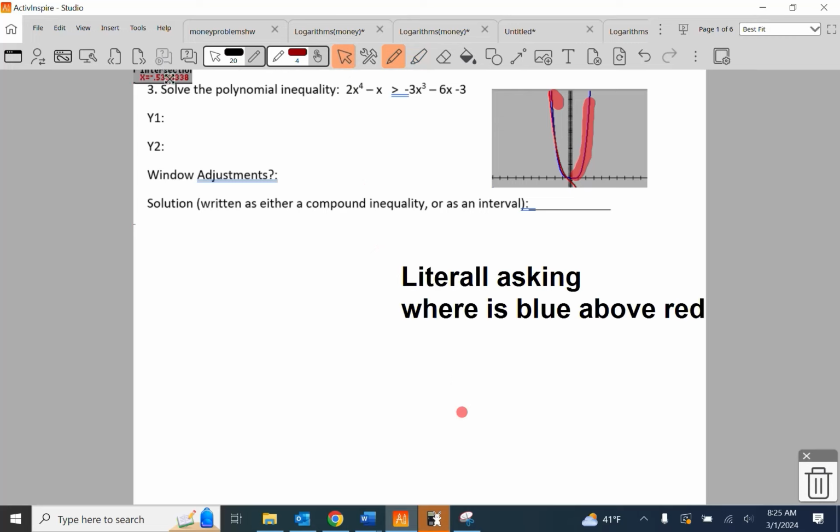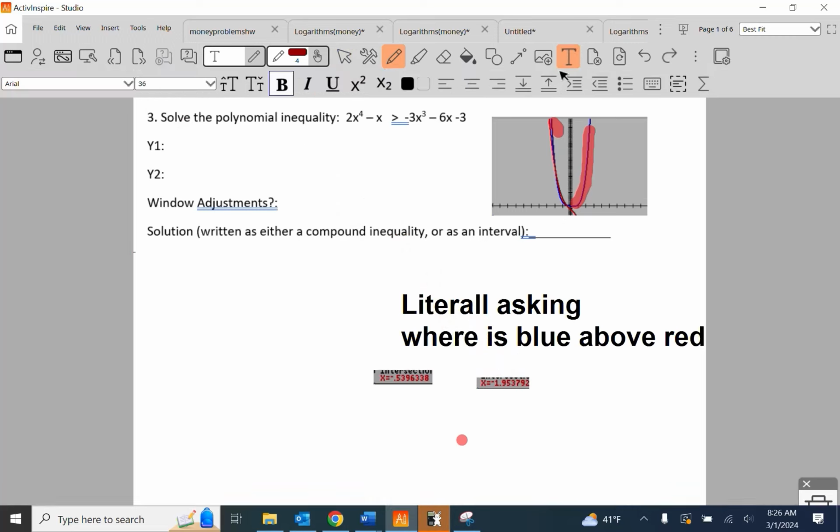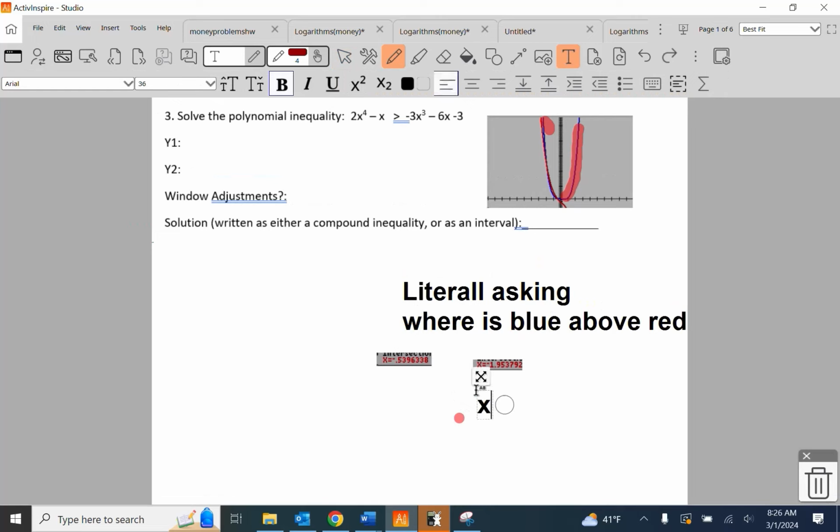Now we need to talk about this. And this is the other part that I just know messes with kids' heads. If we're right of this x value, we're above. So we have to be greater than that x value. X is greater than negative 1.9538. If we're running left, we are greater than the red line. So we're also going to be less than this left answer, negative 0.5396.